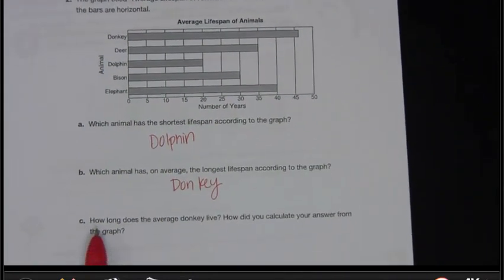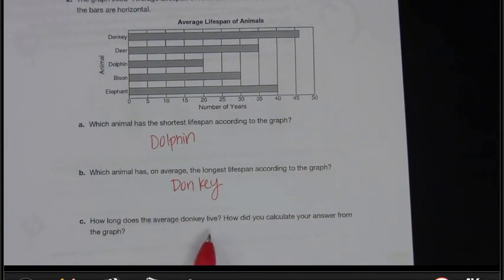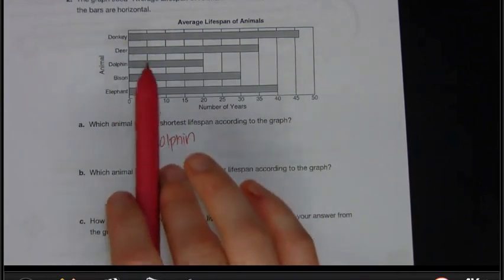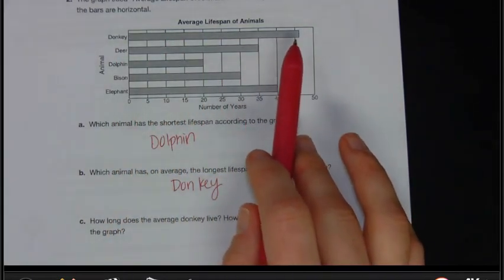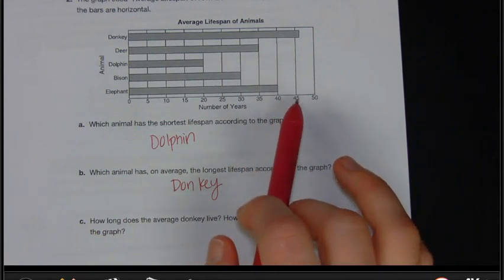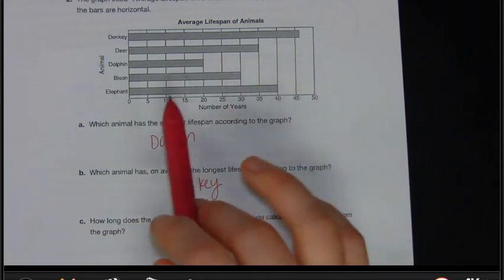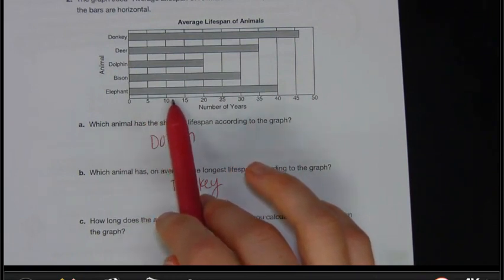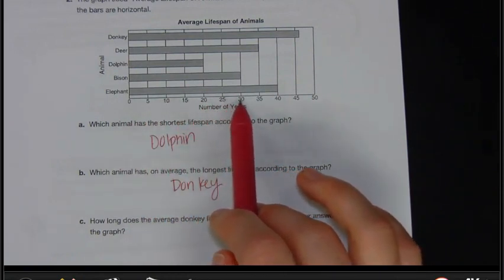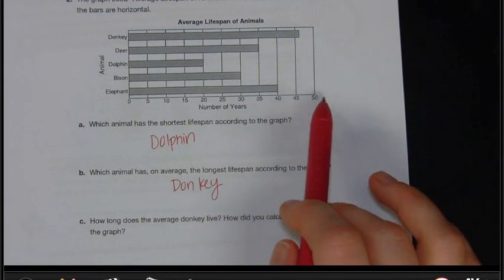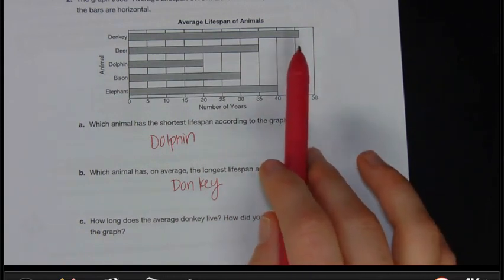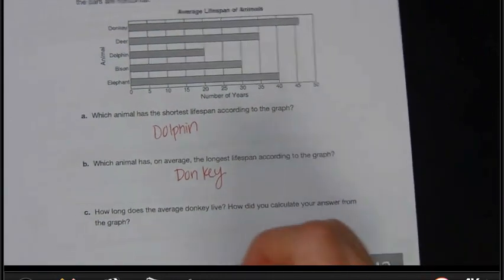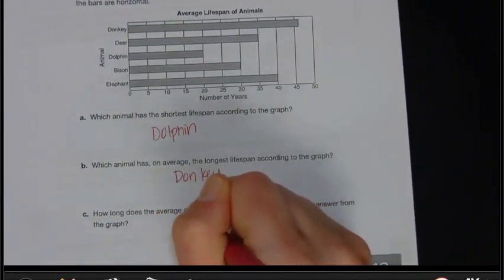Okay, letter C. How long does the average donkey live? How did you calculate your answer from the graph? So we're going to look at the graph, and I'm going to find the donkey, and it looks like the donkey is just a little over this line right here. Well, this line is 45. Notice that my scaling is going up by fives each time I write a line. So I'm between 45 and 50. Well, I'm really close to 45. So I'm going to say on average, about 46 years.